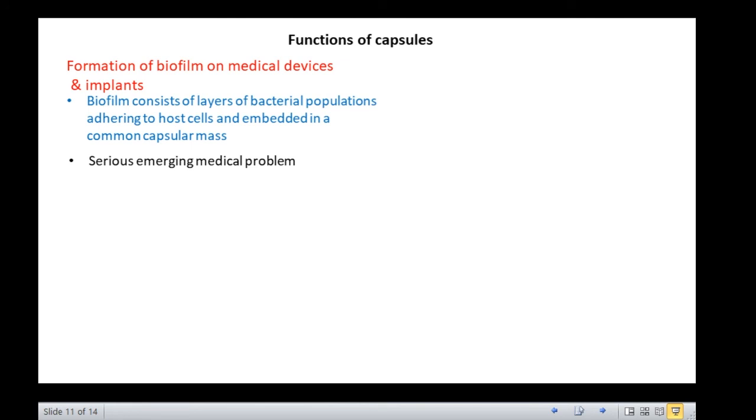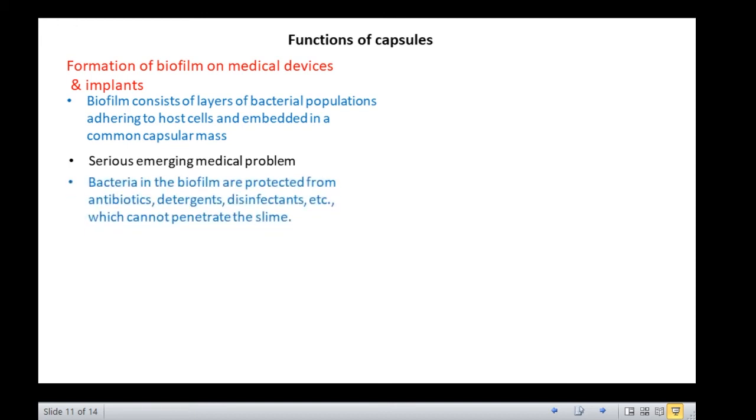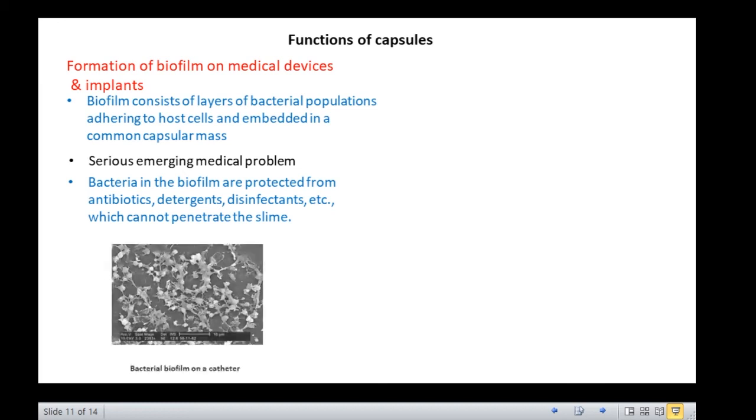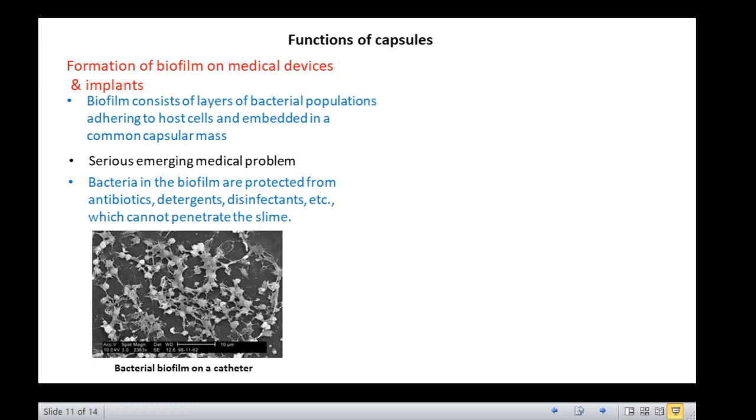Persistent biofilms containing pathogenic bacteria can be problematic because bacteria in the biofilm are protected from antibiotics, detergents, and disinfectants, which cannot penetrate the slime. The picture shows a bacterial biofilm on a catheter.